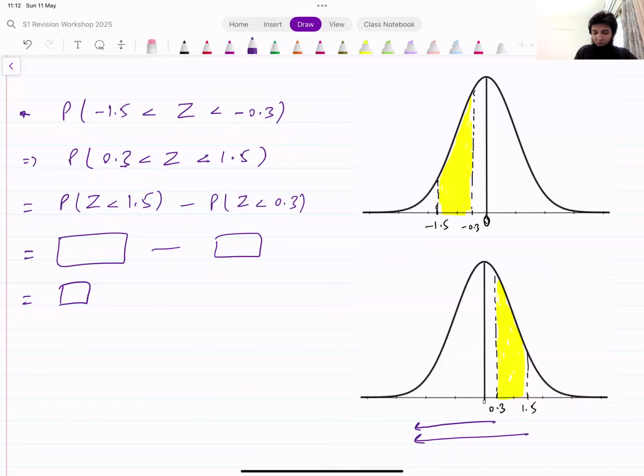Find the area to the left of 1.5. Subtract from that the area to the left of 0.3. Both of these are standard forms. We can use the table directly for them. Z less than a positive number, Z less than a positive number. Find the probability values from the table, find the difference, and you get the result from that.